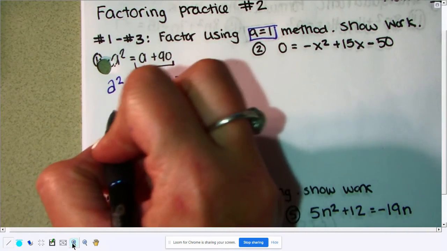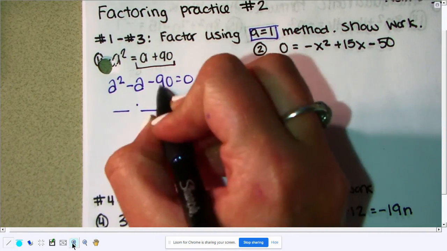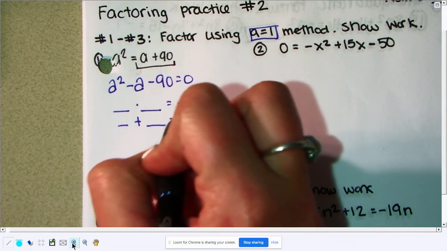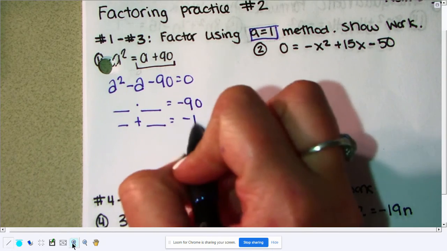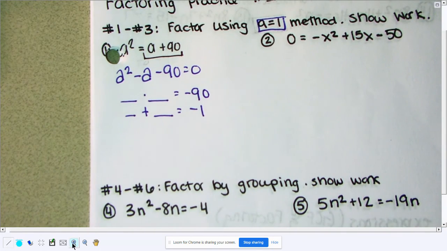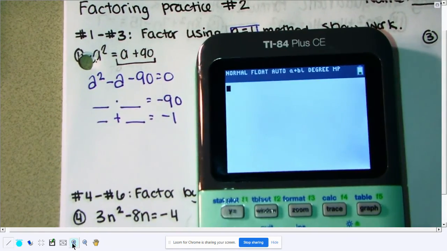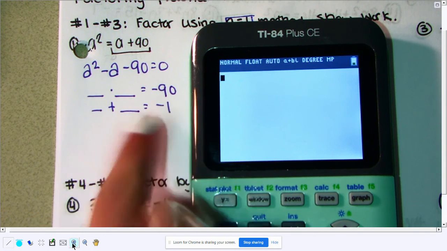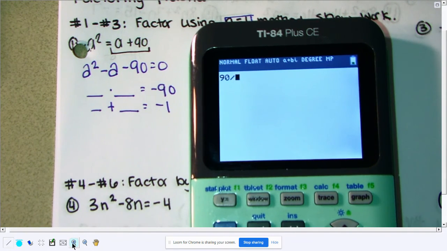So what you're doing is you're looking for two numbers that multiply to the c value, negative 90. And those same two numbers have to add to equal the middle term, which is negative 1. Another issue that I am seeing with finding the factors is we don't know how to do it the quickest way. You always want to start with the number. So this number is 90. I'm just going to start dividing.